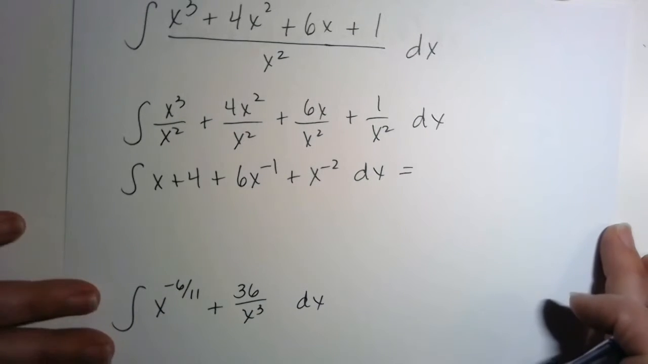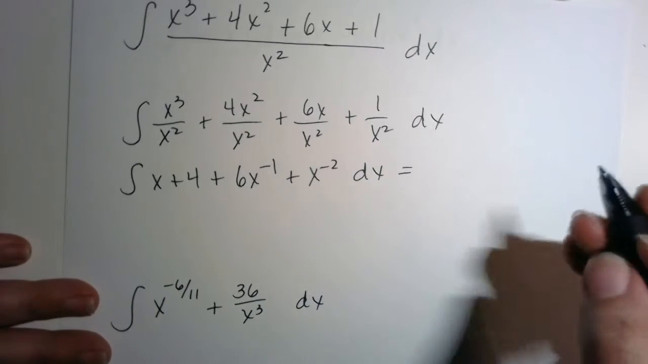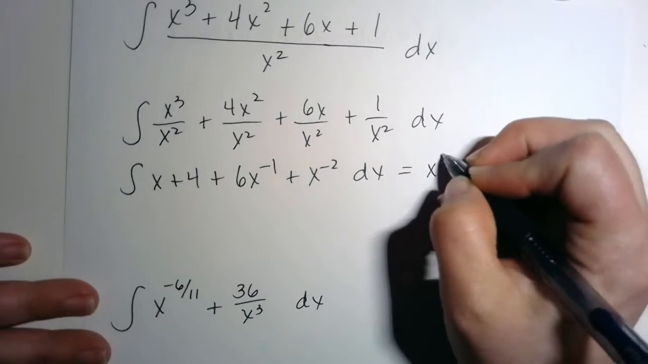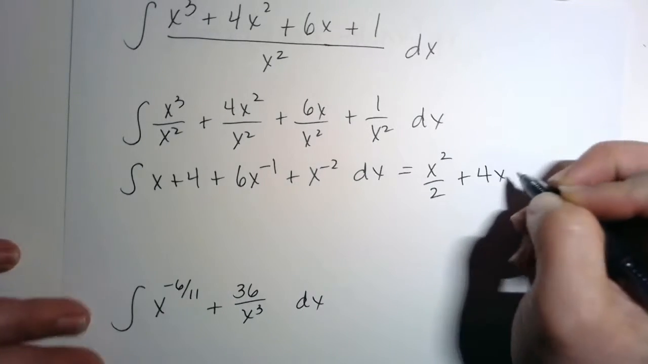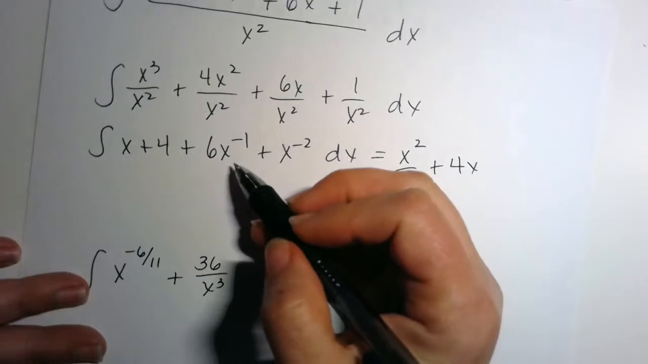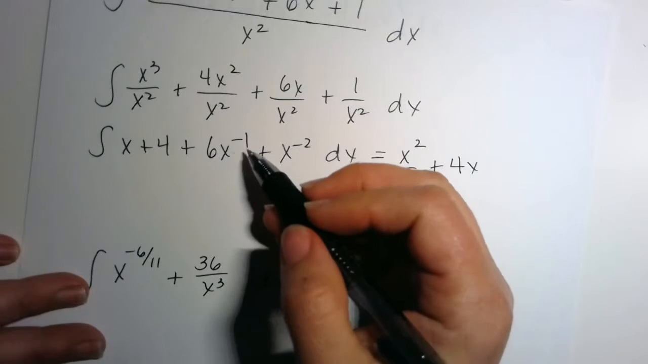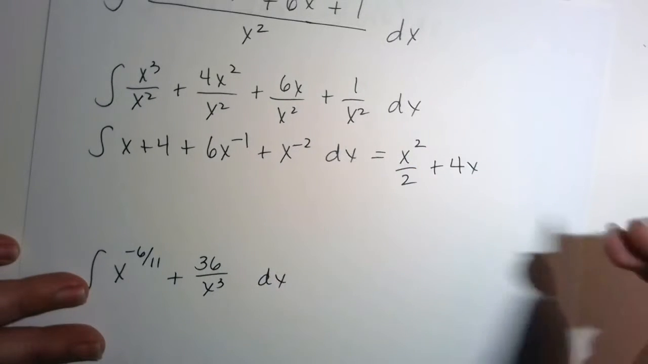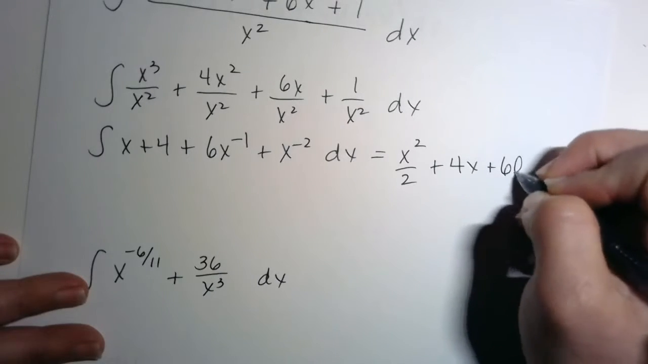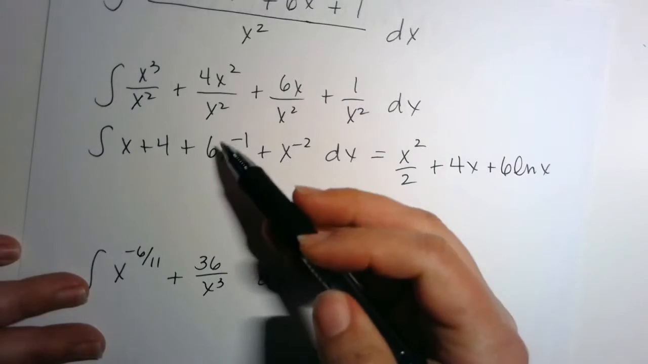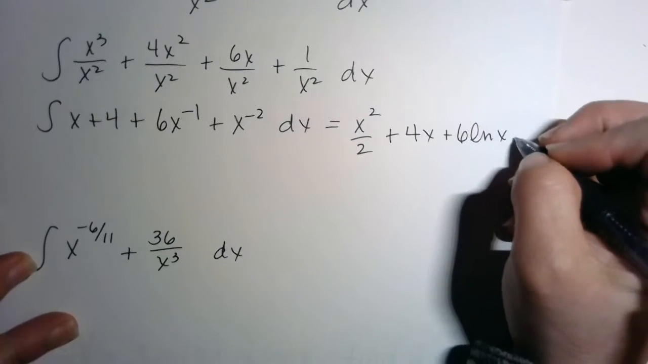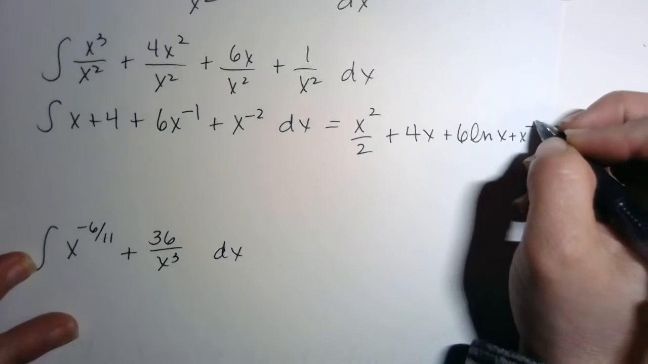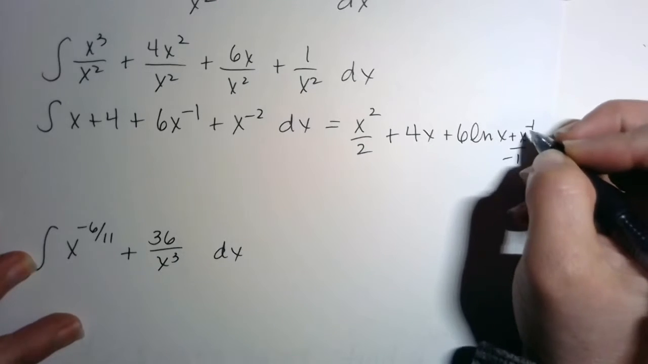Okay, so I'm ready to do my antiderivative now. So I have x squared over 2 plus 4x. If I add 1 to negative 1, I get 0. So actually this is 6 natural log of x, a little thing that happened in there. And then this will be plus x to the minus 1 over minus 1.